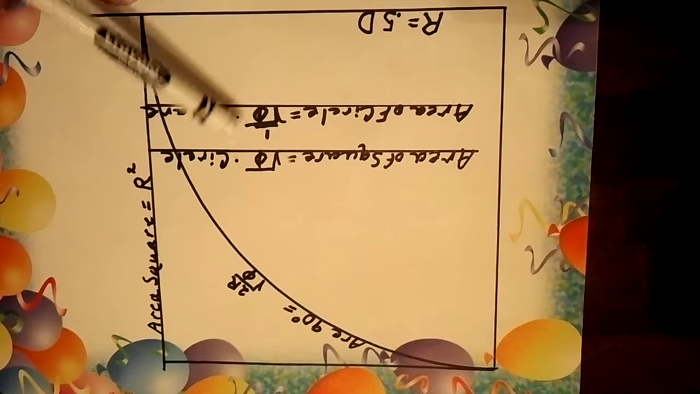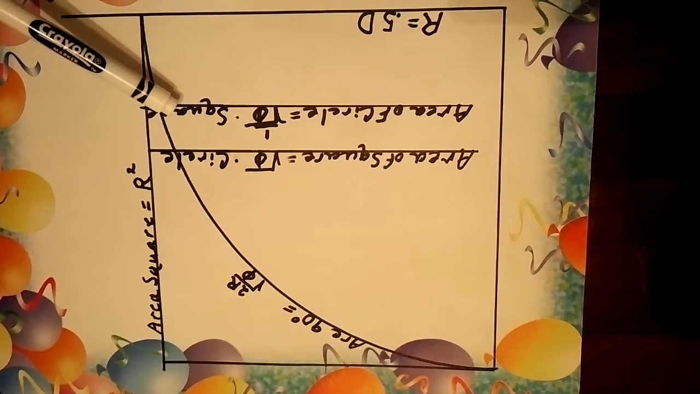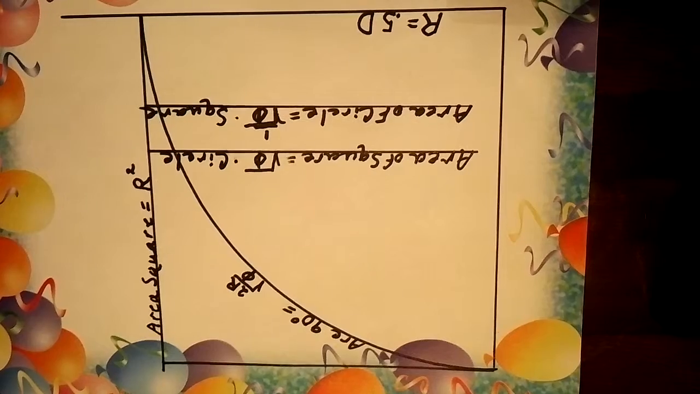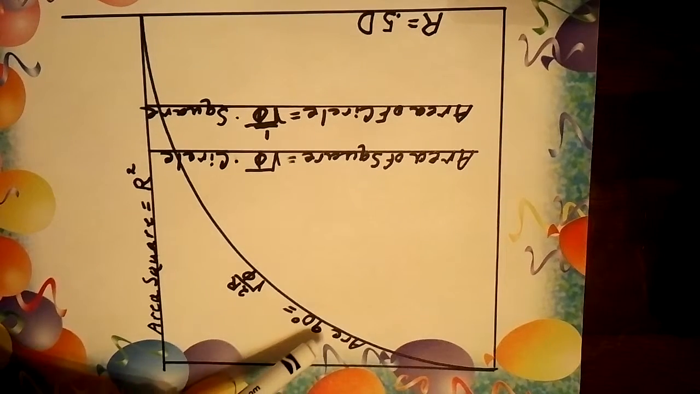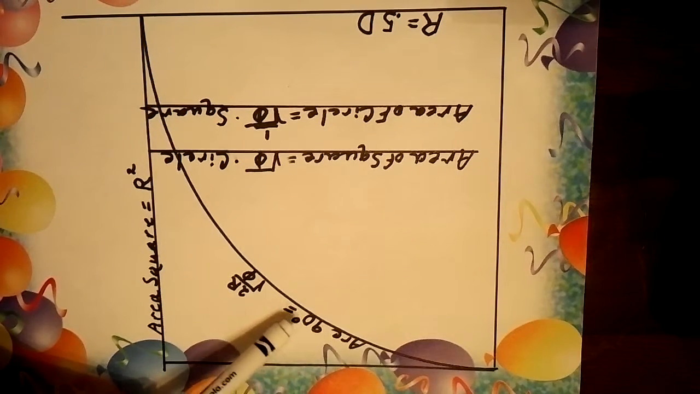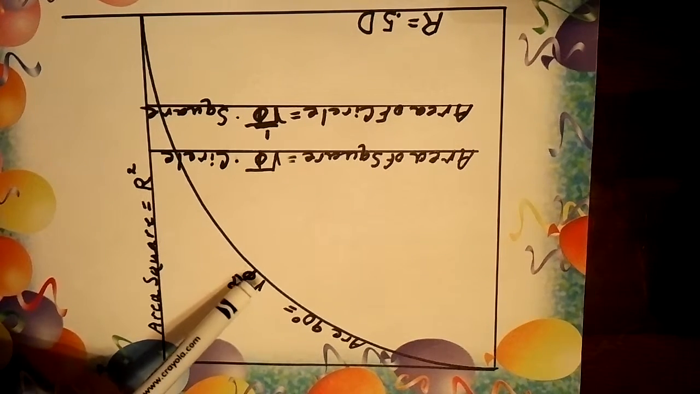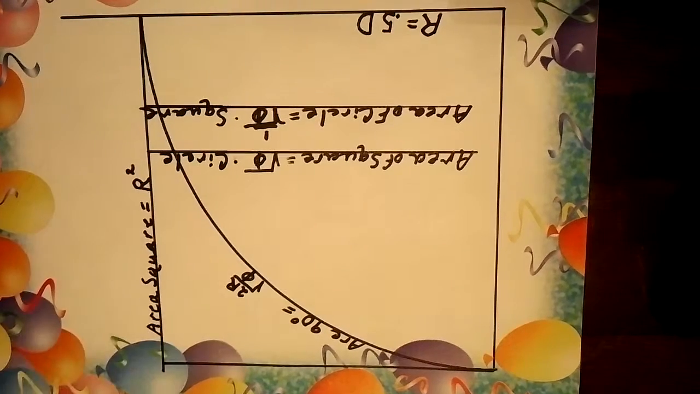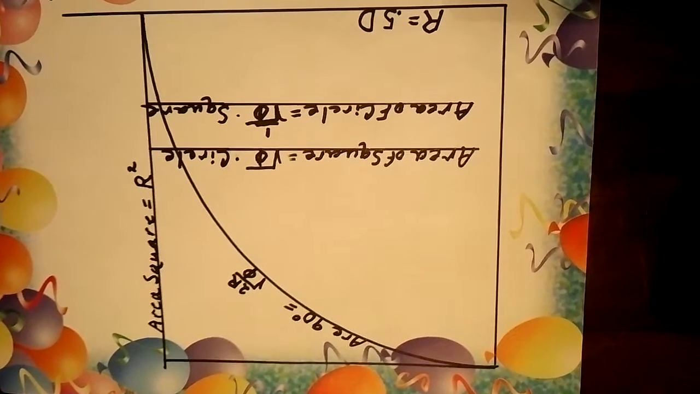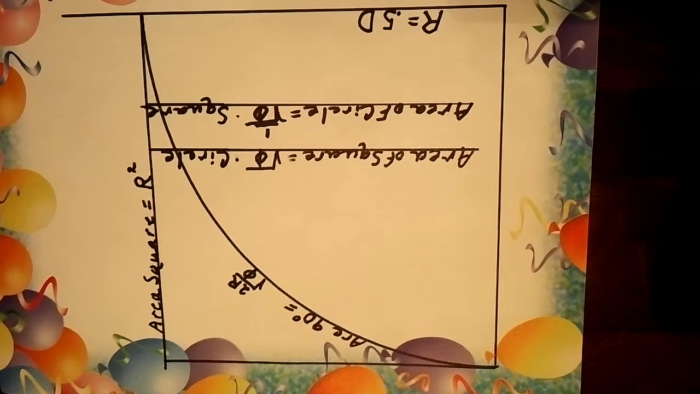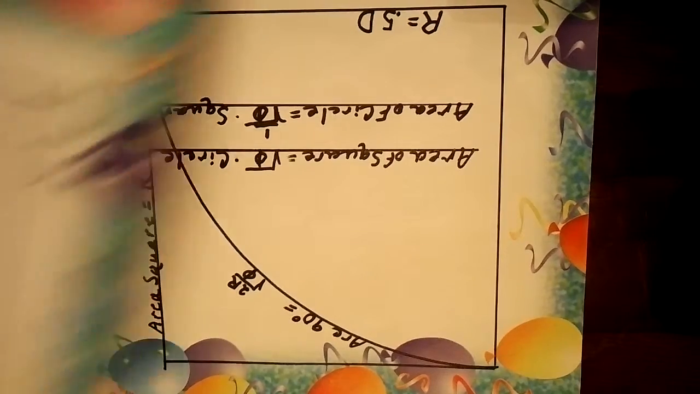The area of the circle is 1 over the square root of phi times the area of the square. The arc at 90 degrees will always be 2 times the radius over the square root of phi. Some nice examples of how neat this makes everything.